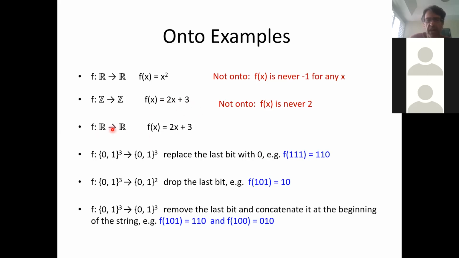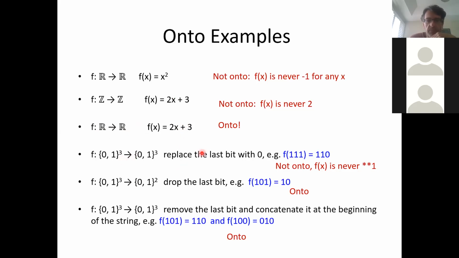What if I change the domain and the codomain? I think of the same equation as a function from reals to reals. Then it is onto, because every real is of this form where x is some real. And if this function is over rationals, this will also be an onto function.